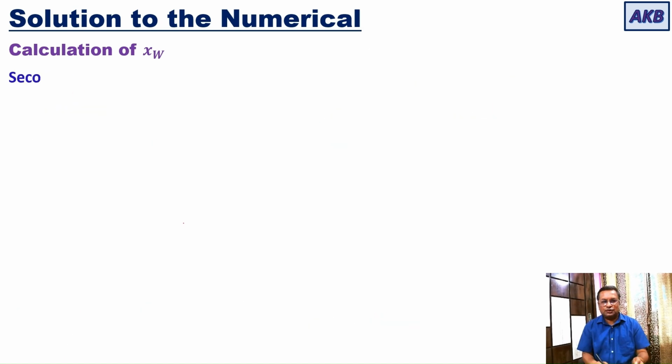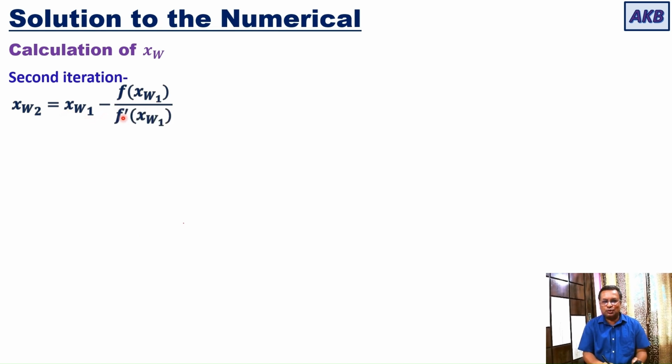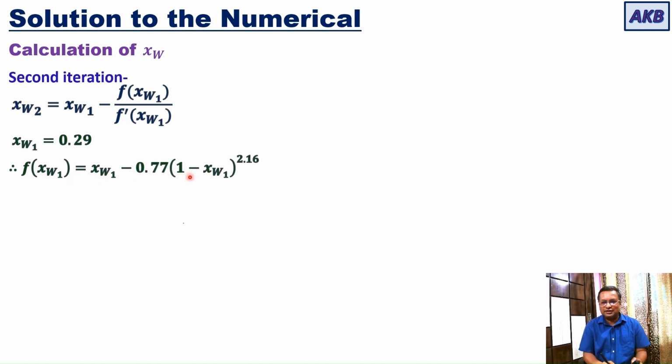Okay, now let us go for the second iteration. For the second iteration, the formula for the Newton-Raphson method will be written as xw2 is equal to xw1 minus f of xw1 divided by f dash of xw1. xw1 is 0.29, which we got in the first iteration. So therefore f of xw1 will be xw1 minus 0.77 into (1 minus xw1) raised to 2.16. So that is f of xw1 is equal to 0.29 minus 0.77 into (1 minus 0.29) raised to 2.16.